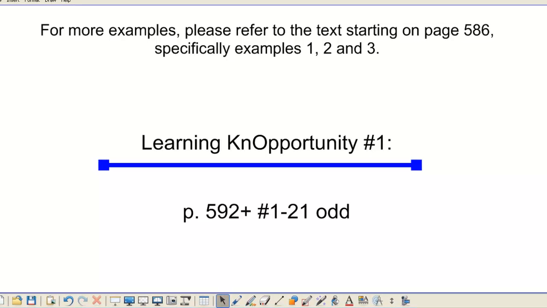So, for more examples, please refer to the text starting on page 586, specifically examples 1, 2, and 3, because these are like identities. You really just need to read several examples because all of them are a little bit different. And your learning opportunity number 1 that you can work on in class, next class period, is page 592, numbers 1 to 21 odd.